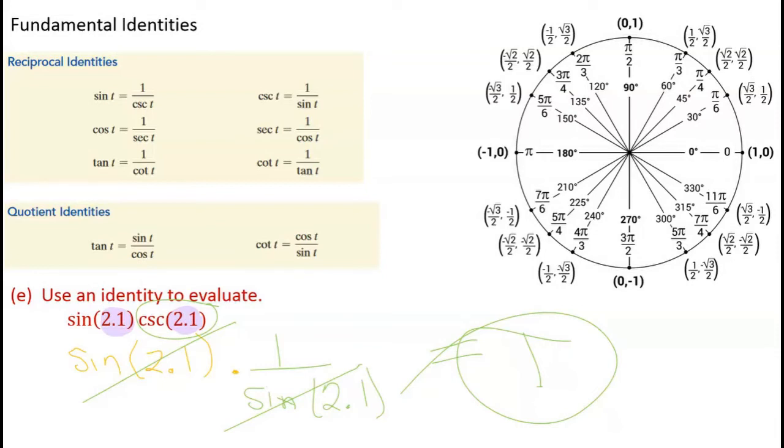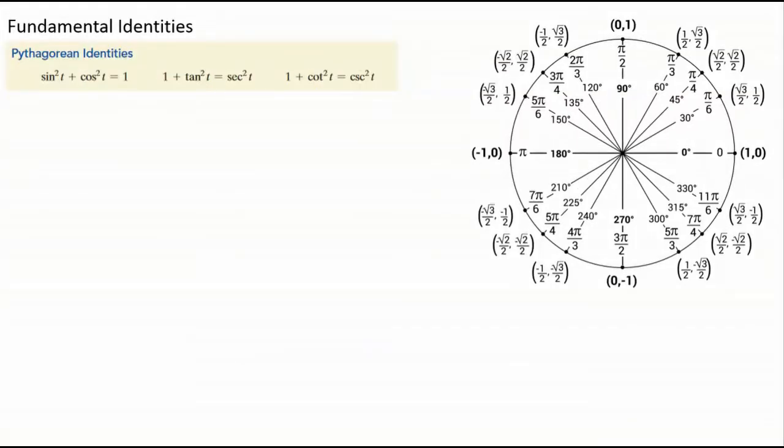All right, let's do another identity. The next fundamental identity I would like to talk about is the Pythagorean identities. If you'll notice, there are 3 of them. The first is sine squared of t plus cosine squared of t is equal to 1. And then you have 1 plus tangent squared of t equals secant squared of t. And finally, 1 plus cotangent squared of t equals cosecant squared of t.